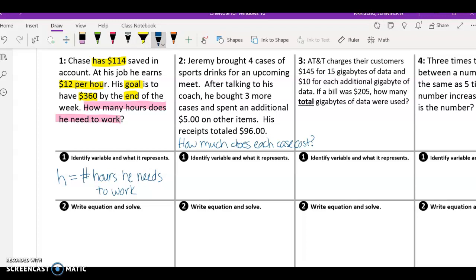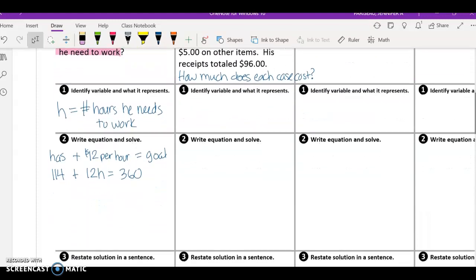We're going to build that together. This is what he currently has. And he's going to get more because he's going to get $12 per hour. And we're trying to get to his goal, right? If we map it out that way, we can see what numbers we need to fill in. He has 114 plus $12, and that's where the H comes in, and his goal is 360. Now we have an equation set up that we can go ahead and solve.